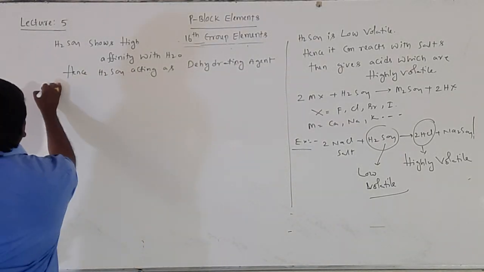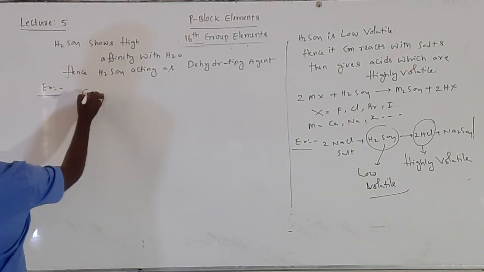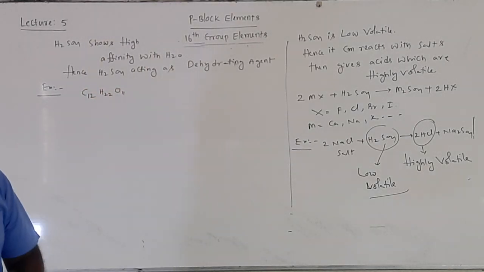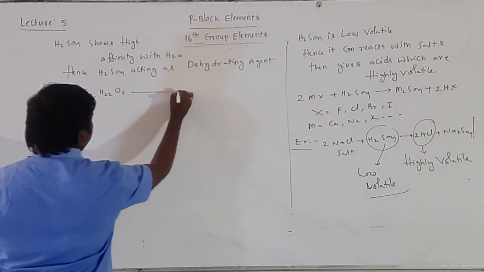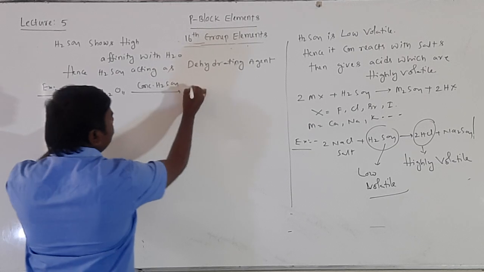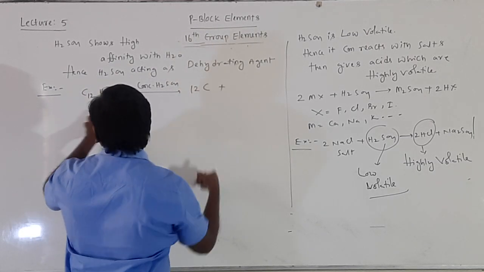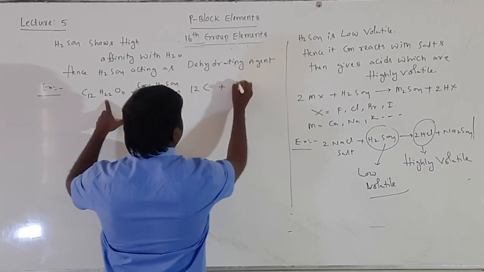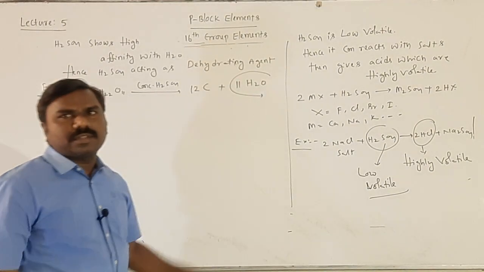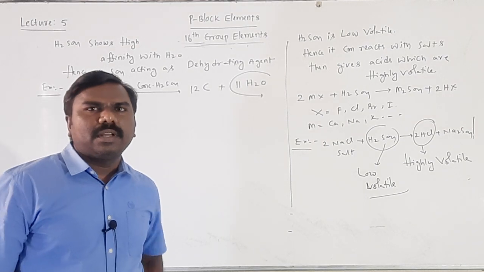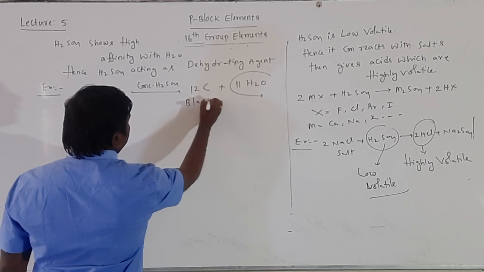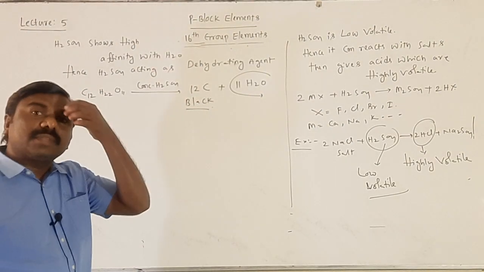So, an example for this: C12H22O11 is treated with concentrated H2SO4. 12 carbons are left, and 11 moles of water will be removed. Okay, students, right. So, it is a black color. This reaction is called a charring reaction.